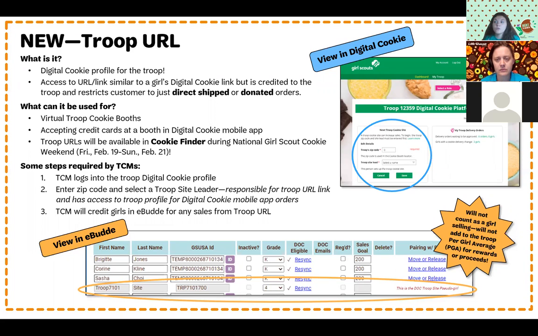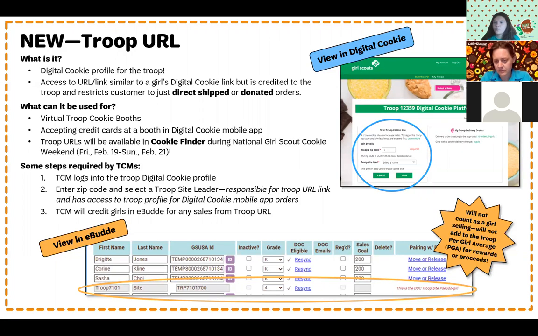So it can be used for virtual troop cookie booths. However, customers will be limited to just direct shipped or donated orders if you use the troop link, but you can always use girl links as well. It can also be used for accepting credit cards at a booth using the digital cookie mobile app, similar to how a girl can accept credit cards on her digital cookie profile for an in-hand order, very similar to how troops have done it in the past.